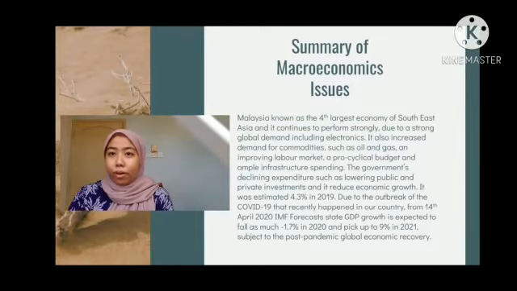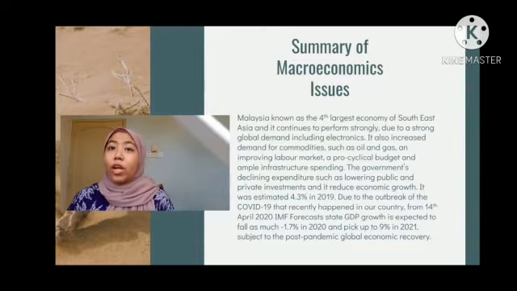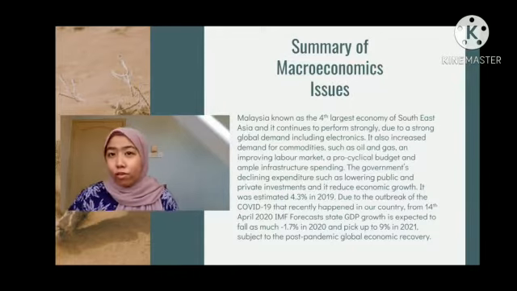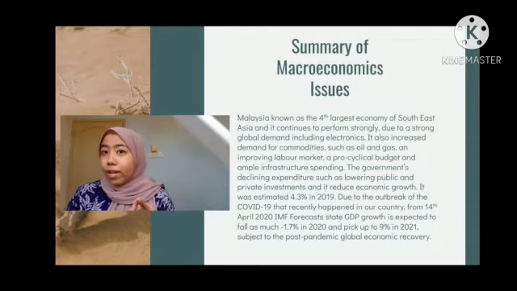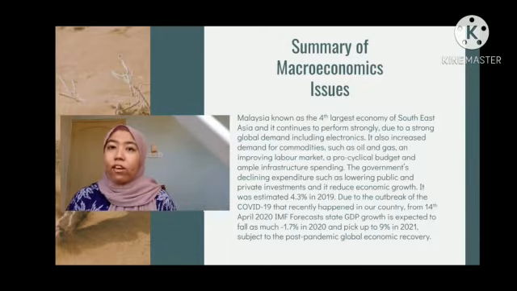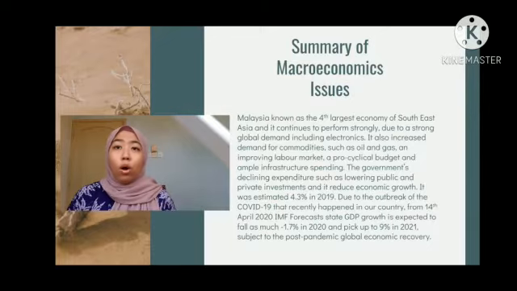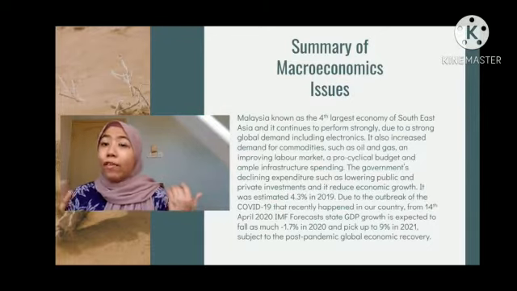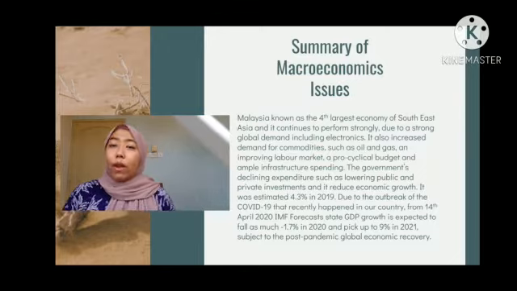Summary of macroeconomic issue. Malaysia, known as the fourth largest economy of Southeast Asia, continues to perform strongly due to a strong global demand for commodities such as oil and gas, an improving labor market, a pro-cyclical budget, and ample infrastructure spending. The government's declining expenditure, such as lowering public and private investments, reduced economic growth. It was estimated at 4.3% in 2019 due to the outbreak of COVID-19 that recently happened in our country.